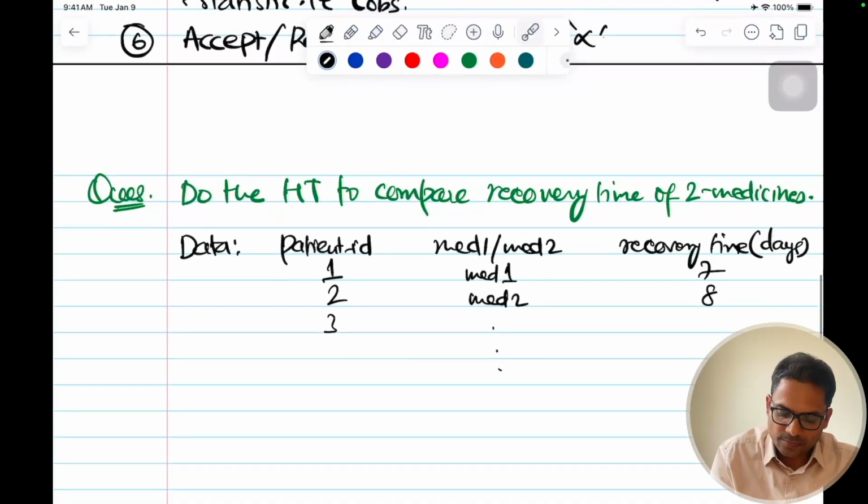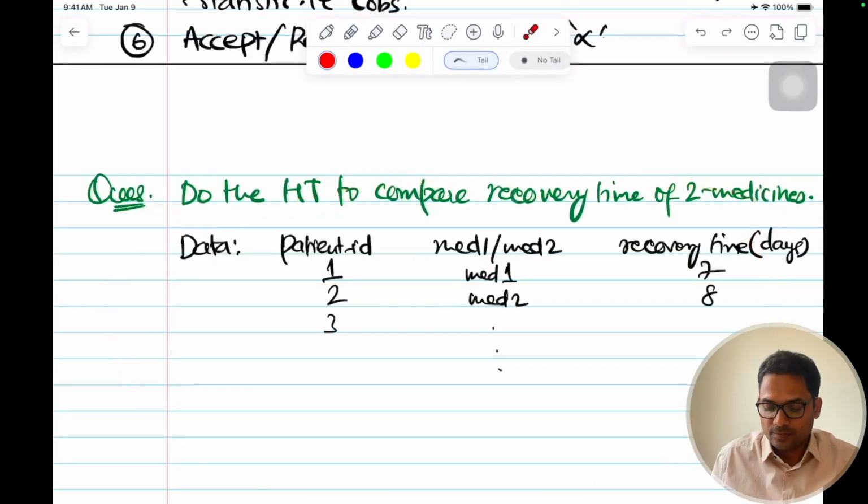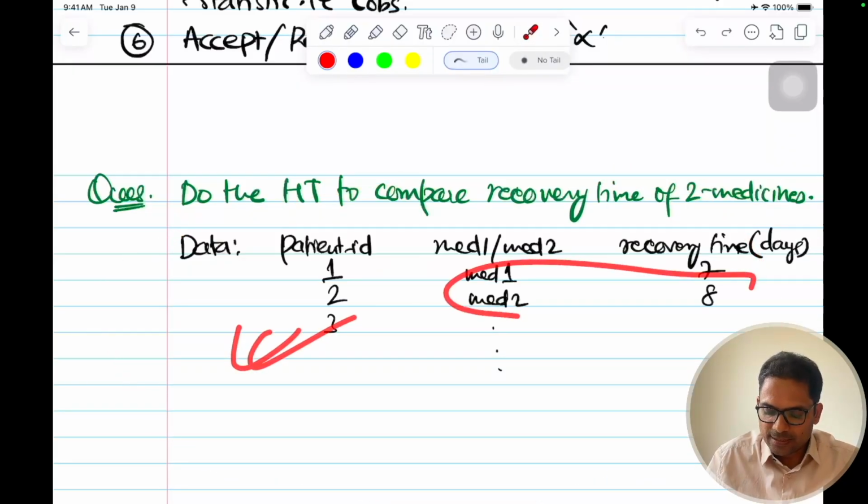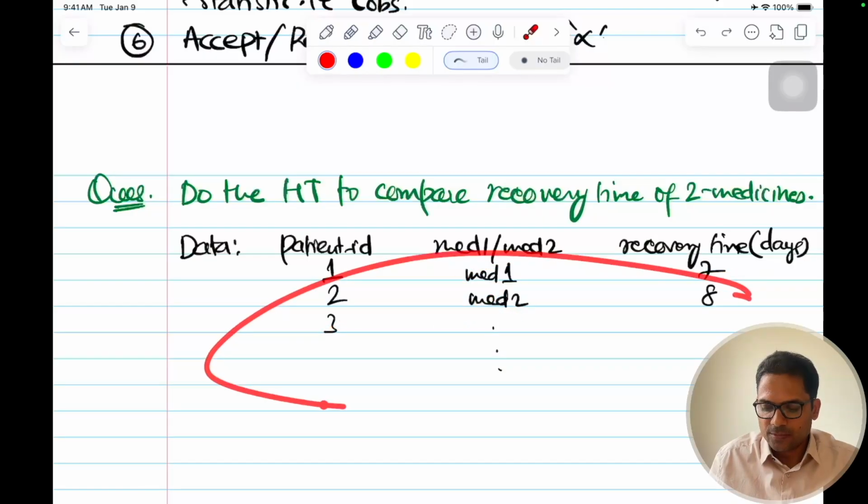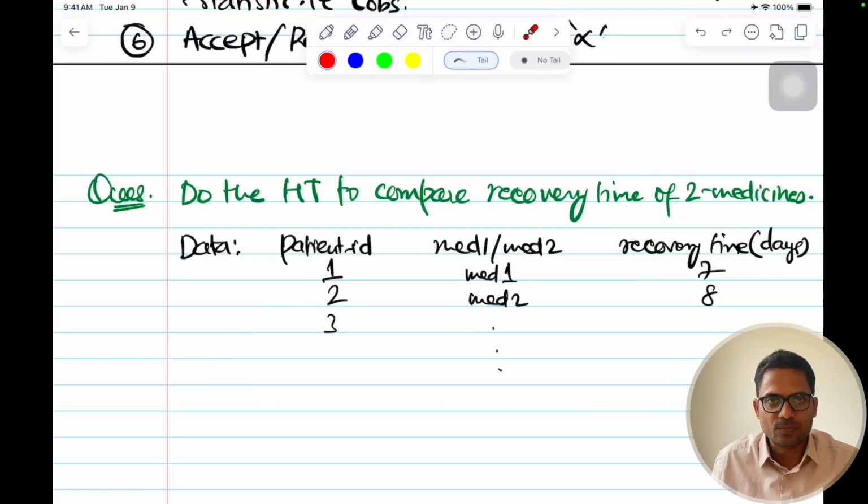This is the data you have. And based on this, now you have to tell which medicine's recovery time is better. So that's the hypothesis testing you have to do.